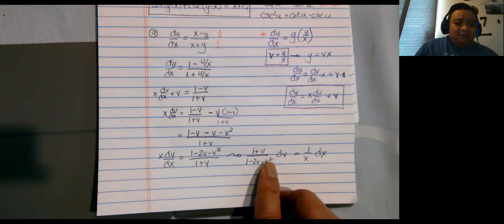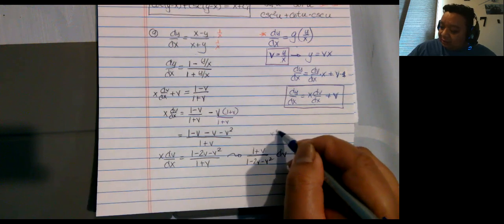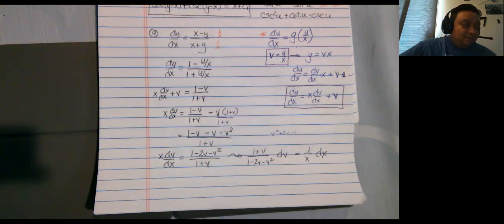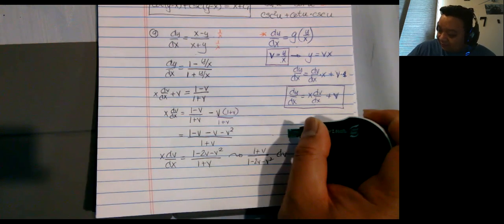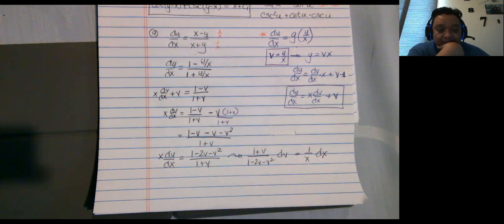I don't think it's factorable. It's not factorable. Because if you factor out a negative 1, that would be v squared plus 2v minus 1, and that doesn't factor. Anything else? So it's not factorable. Anything else on the left side? It's easier than you might think.